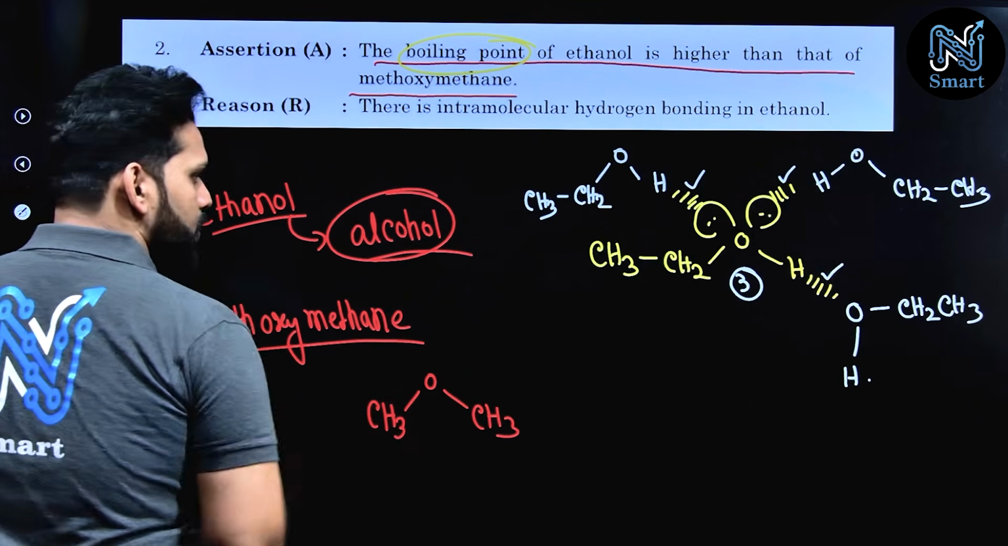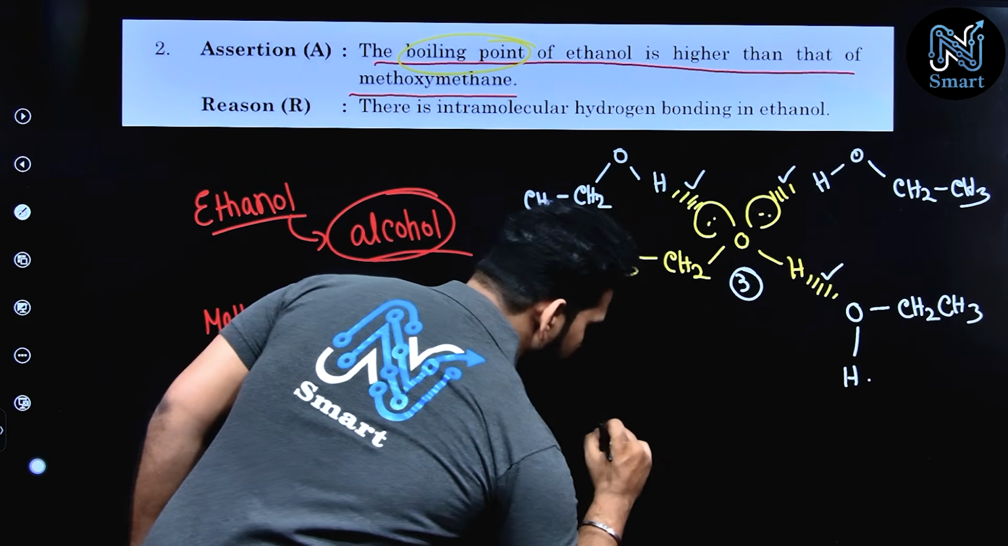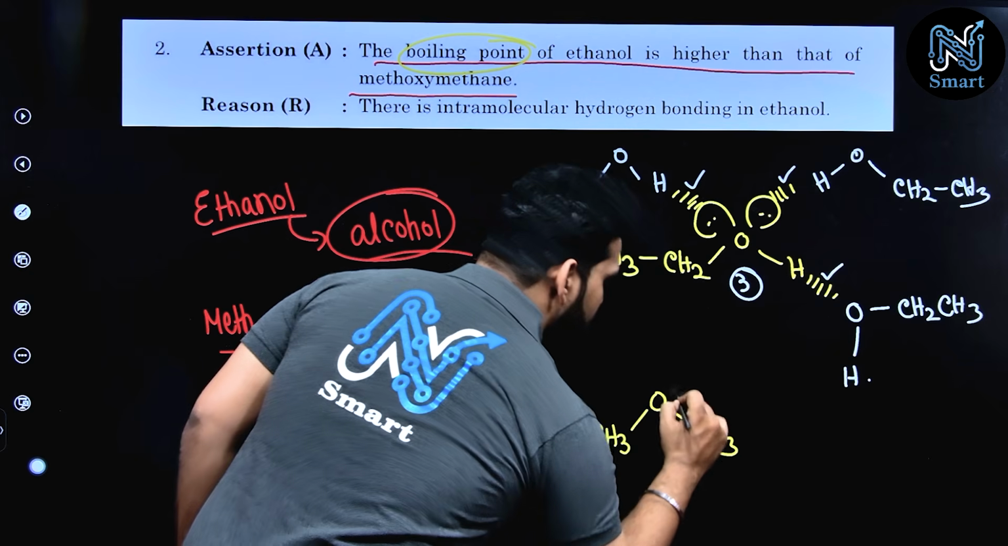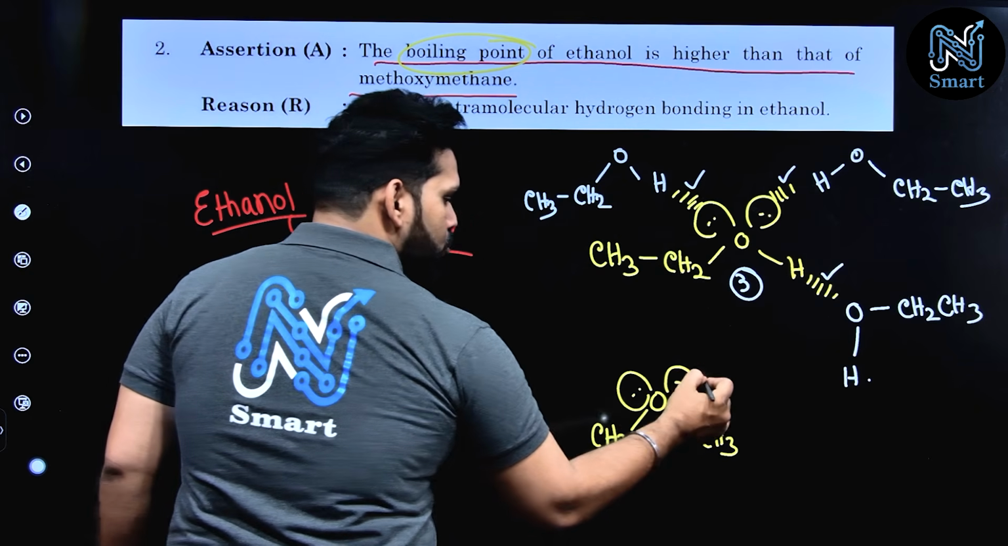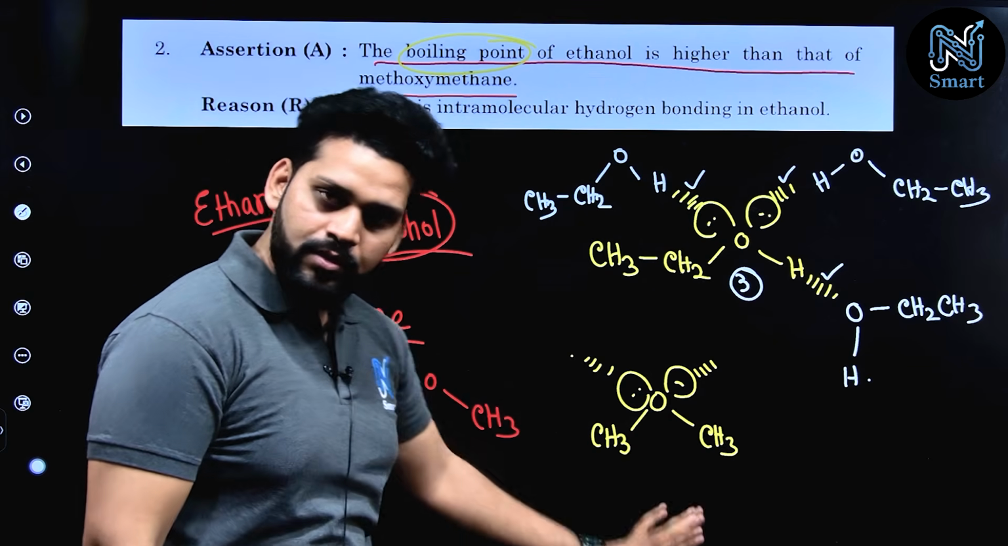What about methoxymethane? Can you tell me, guys, how many hydrogen bonding centers are there in methoxymethane? What is the capability of this molecule of making hydrogen bonding? The answer will be 2, right? 1 from here, 1 from here. 2 lone pairs, correct? No hydrogens present, so no hydrogen bonding there.